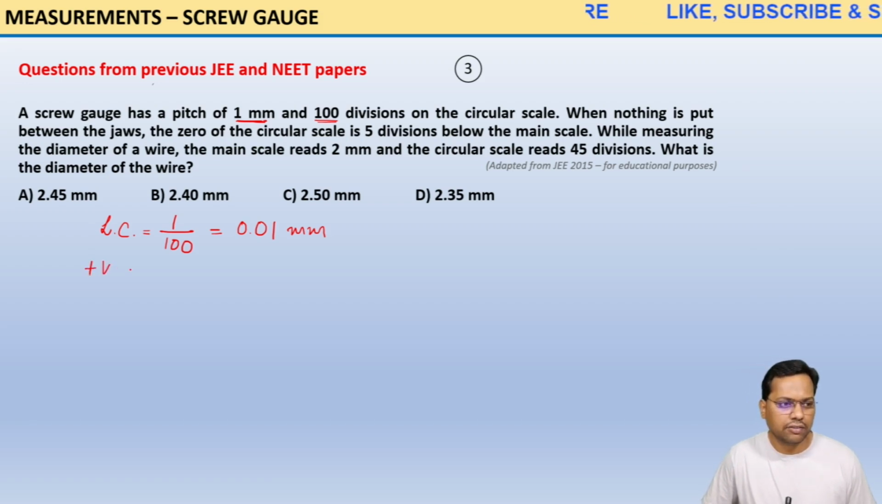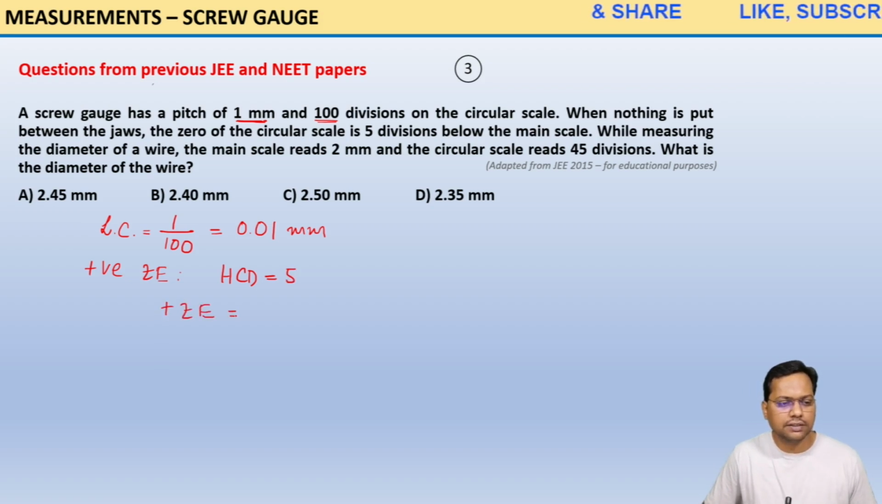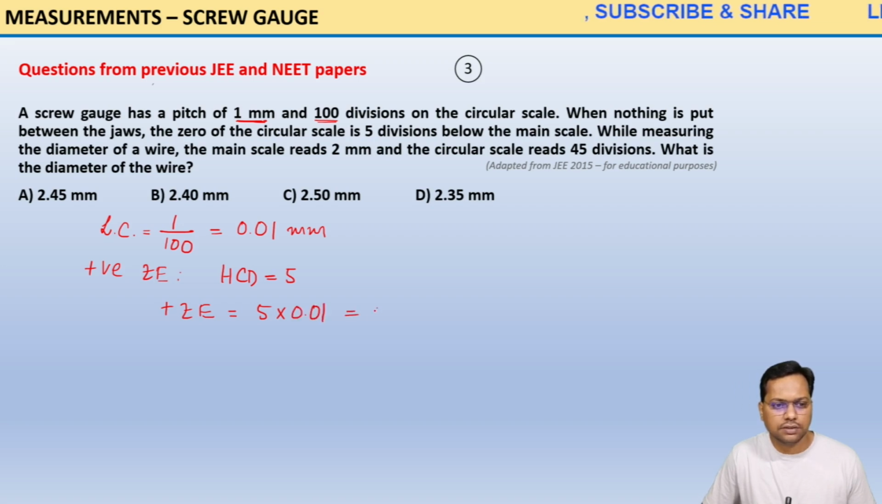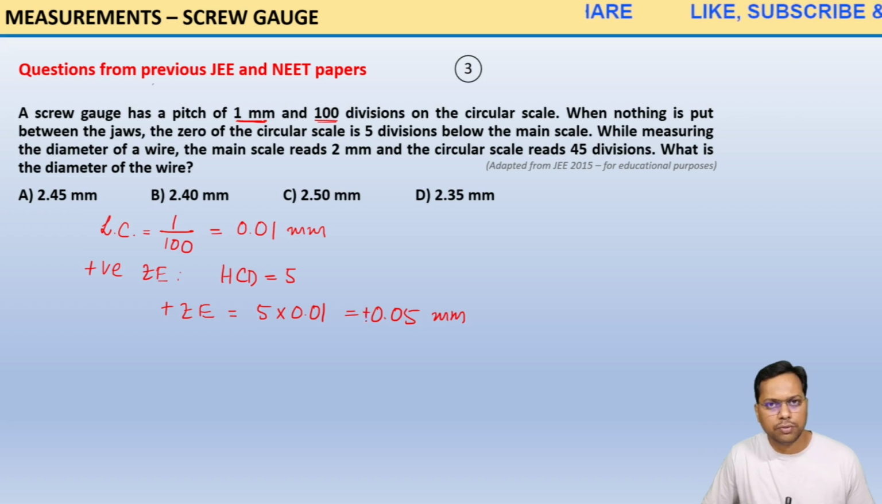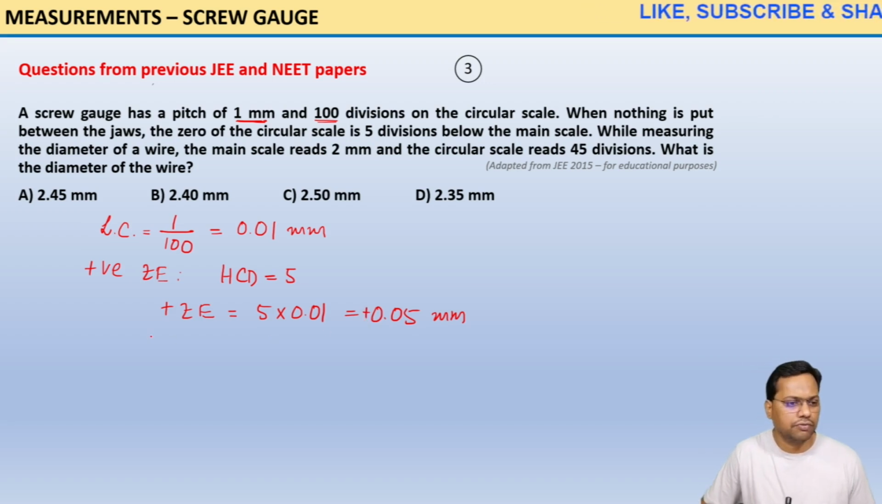For calculating the positive zero error, we have HCD, that is 5. Therefore, the positive zero error is equal to HCD into LC, or N into LC. That is 5 into the least count 0.01, that is 0.05 millimeter. This is the positive zero error. Since it is positive, we put plus for the 0.05. Now we go for the calculation of the diameter.